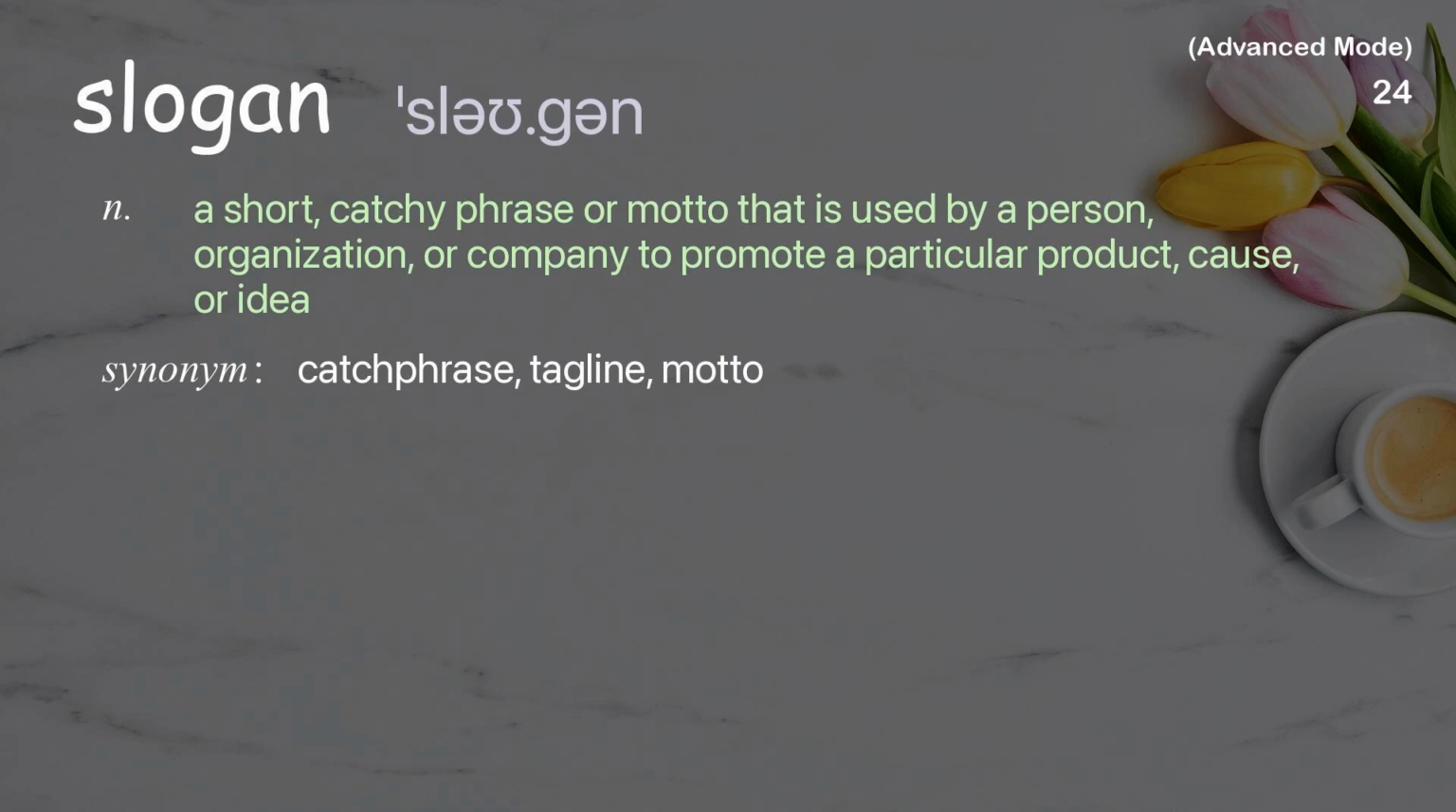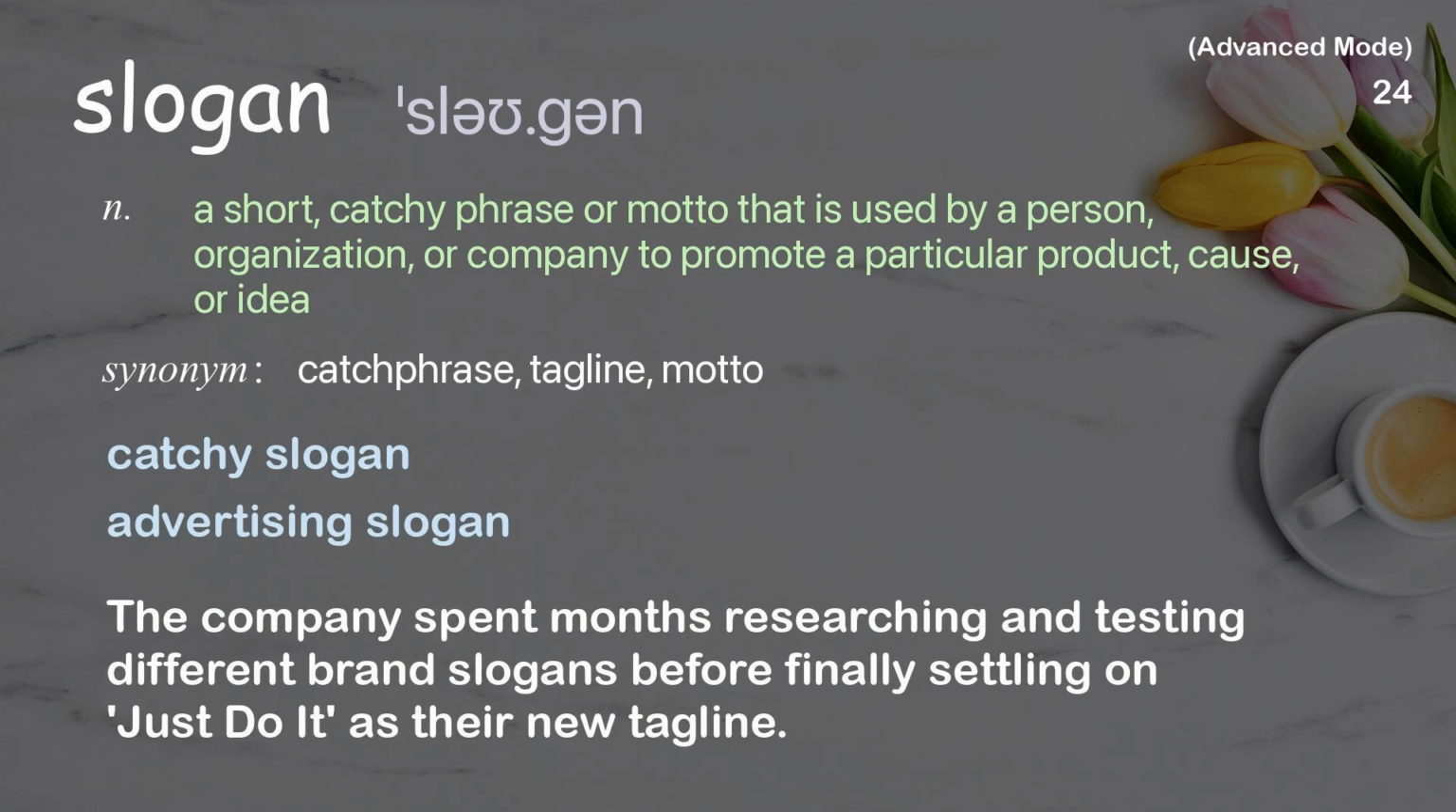Slogan. A short, catchy phrase or motto that is used by a person, organization, or company to promote a particular product, cause, or idea. Examples: Catchy slogan. Advertising slogan. The company spent months researching and testing different brand slogans before finally settling on "Just do it" as their new tagline.